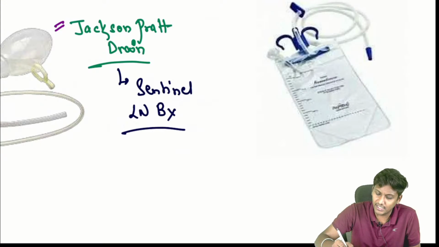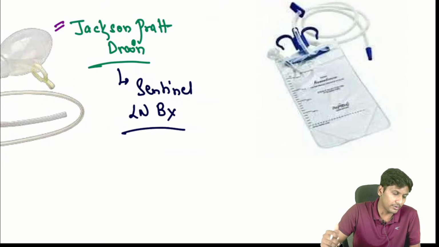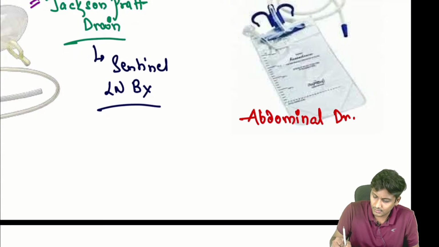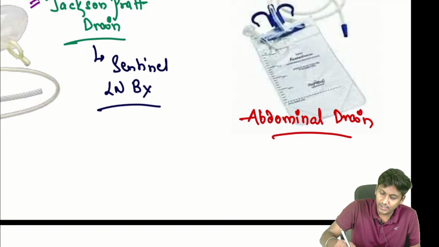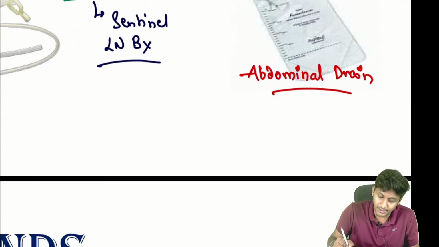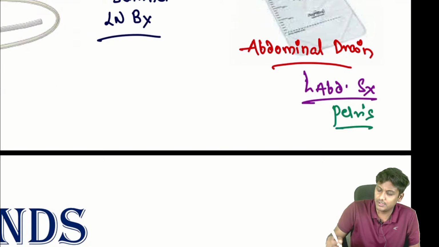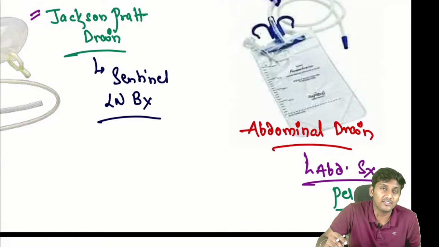Okay? For after that, definitely you can leave a Jackson-Pratt drain over there. Next, the last one which is there, bache, it is known as the abdominal drain. This abdominal drain, definitely it is left after abdominal surgeries. And where do we leave it? We leave this abdominal drain in the pelvis of the patient.